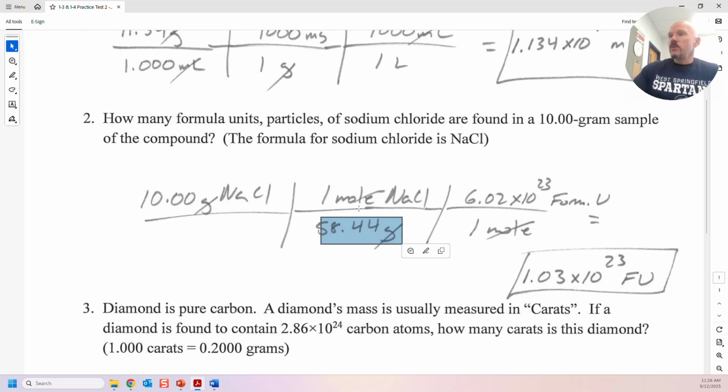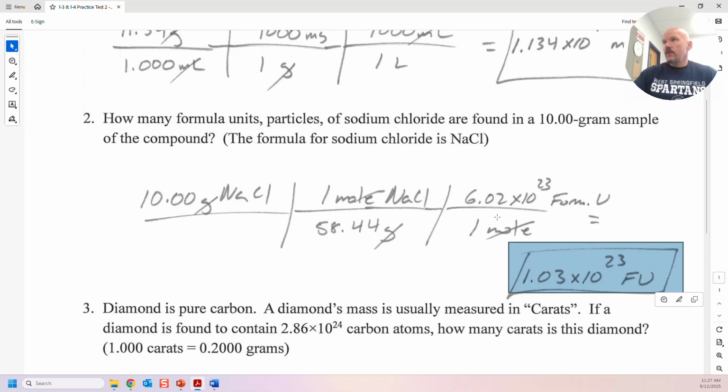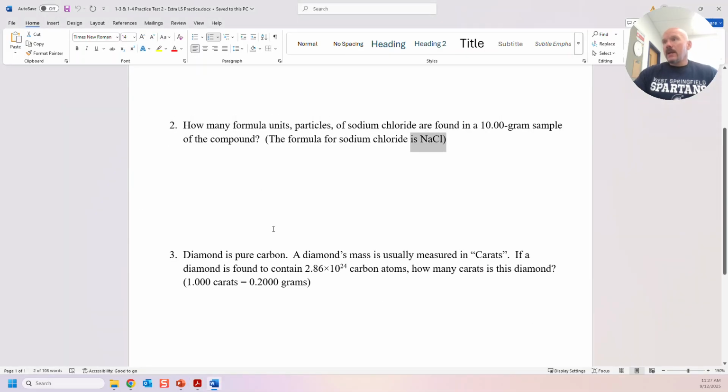And so when we do our math, we're going to be limited to 3 sig figs, not because of this and not because of what we started with. That has 4 and that has 4, but Avogadro's number only has 3. So that's why we have to limit it to 3 here. Okay. All right, next question.